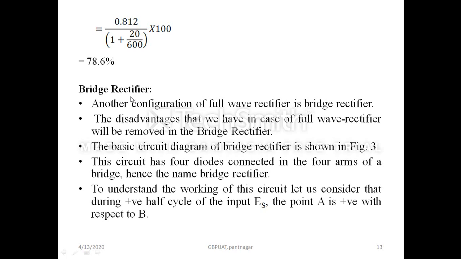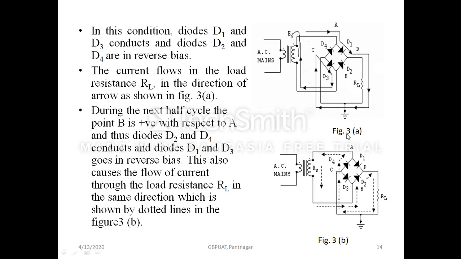Now coming to the second type of full wave rectifier, which is the bridge rectifier. This configuration has some advantages over the previous full wave rectifier. Whatever disadvantages were present in the previous full wave rectifier circuit are normally removed in the bridge rectifier, and the basic circuit diagram of the bridge rectifier is shown in figure 3.